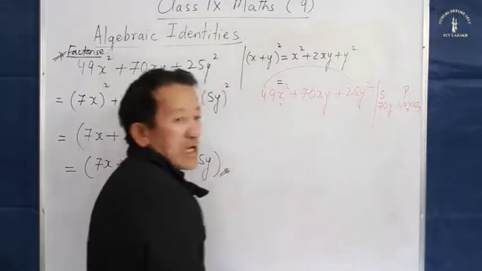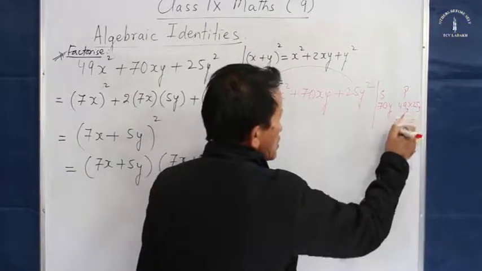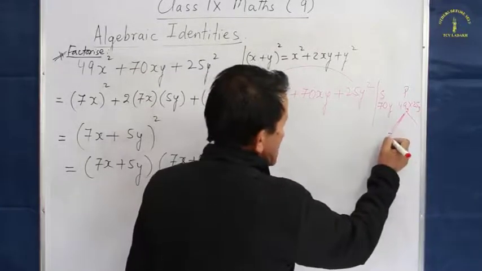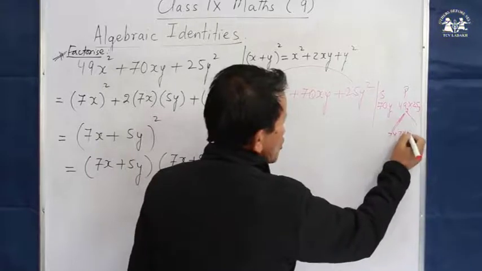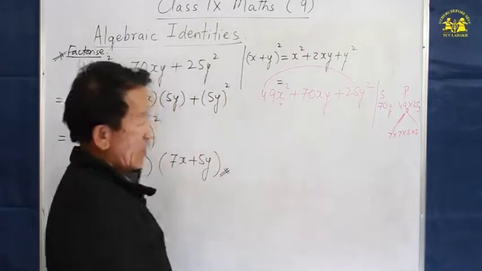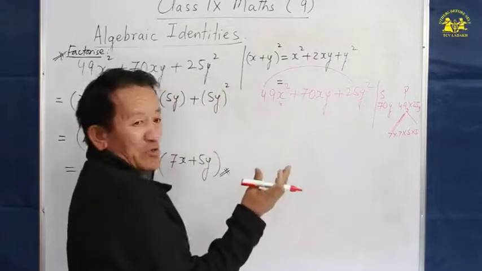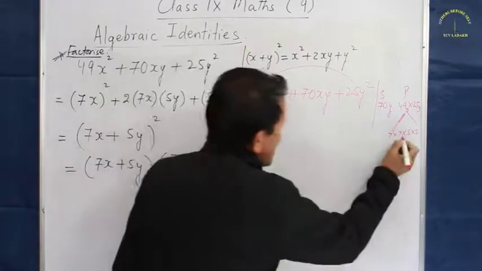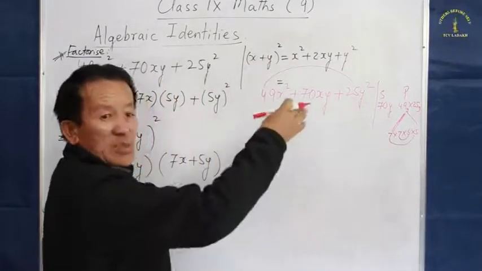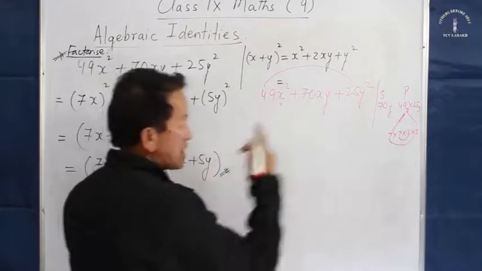Now these two are quite large numbers, so what do we do? One way of doing this is to find the prime factors of 49 and 25. 49 is 7 into 7, and 25 is 5 into 5. From this we'll find all the possible numbers. Here by inspection, just by looking, we find that 7 fives are 35, 7 fives are 35. The two numbers are 35 and 35. But for the sake of explanation, let me write it this way.